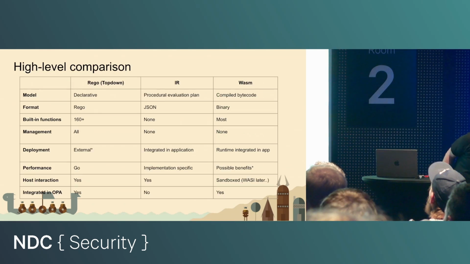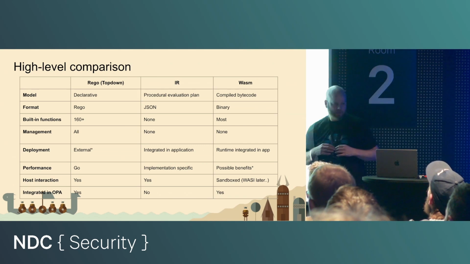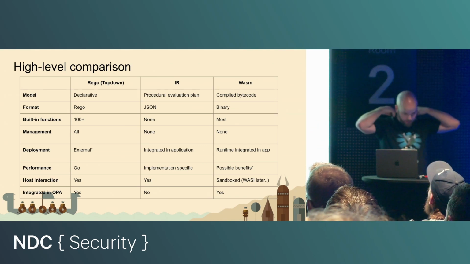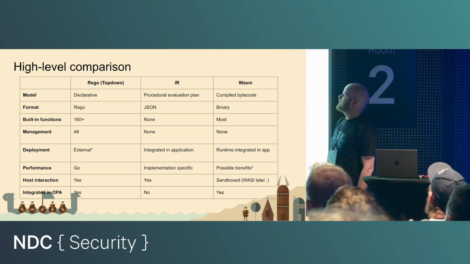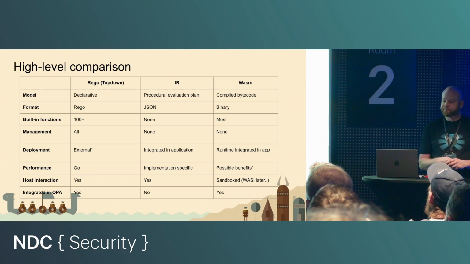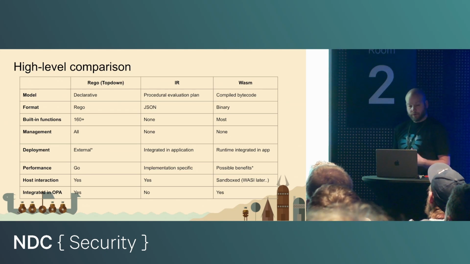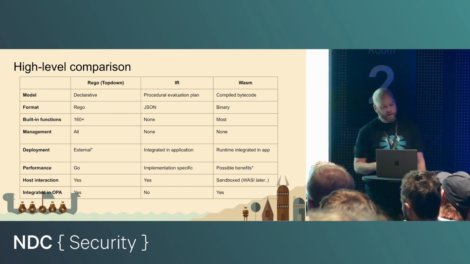So I think we're running out of time here, but here's a high-level comparison of these different models. Again, in Rego, we have a declarative model. In the IR, it's entirely procedural. In WASM, it's compiled into bytecode. For Rego, we have Rego, obviously. The IR is in a JSON format. WASM is in a binary format.